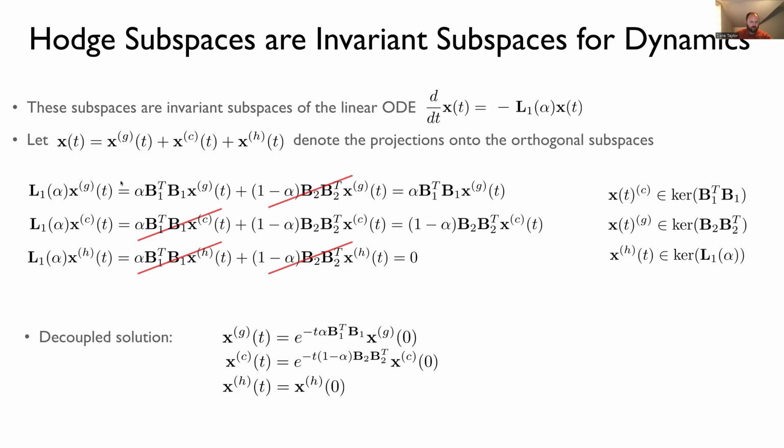So we can use these properties and see there's a lot of cancellation. Essentially the systems decouple, so we can study each part: the gradient component evolves according to its own differential equation, which has this pretty simple solution. The curl component evolves and has this pretty simple solution. And then the harmonic component, we can see both those terms cancel. So the derivative is 0. So the harmonic component doesn't change.